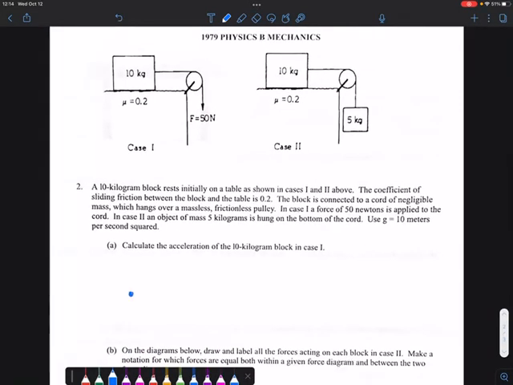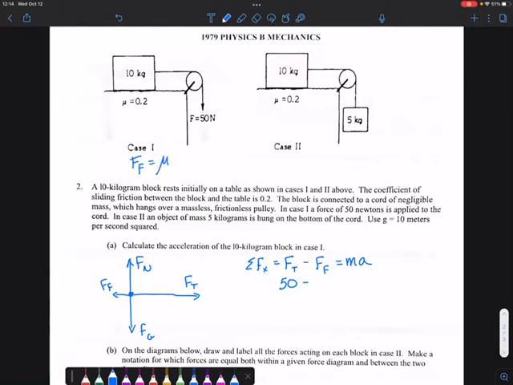Normal force and gravitational force are in the y direction, you have friction to the left, and tension to the right. So when you do the sum of your forces in the x direction, it's just Ft minus frictional force equal to mass times acceleration. Okay, so tension is 50. And then frictional force, we have to remember that frictional force is equal to your coefficient of friction times your normal force.